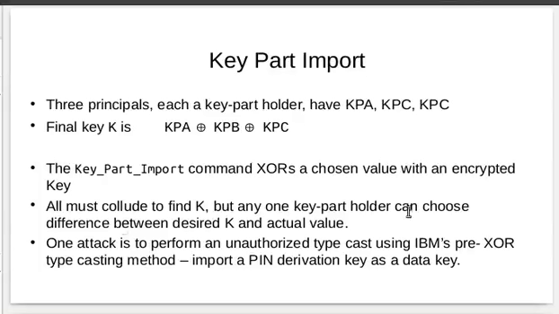But any one key part holder can choose the difference between a desired K and an actual value, and that turned out to be a vulnerability. So one attack is to perform an unauthorized typecasting, and that's what you're doing when you're taking a key and storing it into some other type. This attack used IBM's pre-XOR typecasting method. The details of this are really not important, but just know that there was a vulnerability that allowed you to import a PIN derivation key as a data key, pretty much just like in the Visa security module.